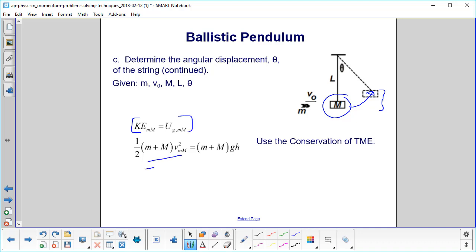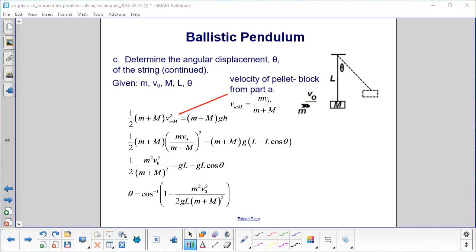Here is our kinetic energy of the bullet block system with the velocity right after the pellet gets stuck. And here's going to be our gravitational potential energy. Now the real way to do this problem is to take into account the moment of inertia of this guy and use some rotational motion equations. But we didn't teach that yet, so we're going to leave that out and just do this solution for now. Now it's just a matter of algebra. You can see up here, here's our velocity of the pellet block system from part A, and that'll be substituted into here, and there you go.